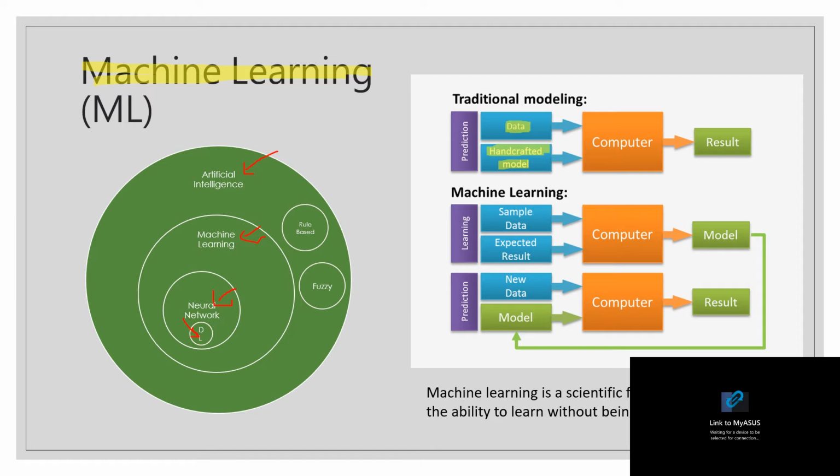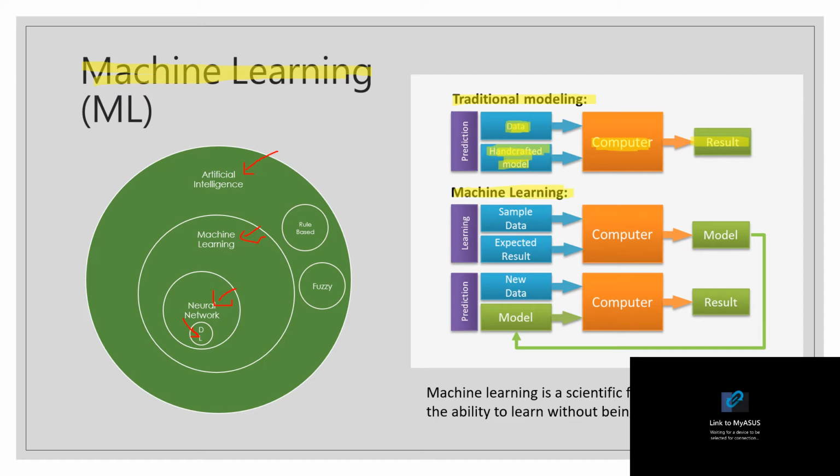So you cook some if-then-else model. We put both our if-then-else models and the data into the computer, and we get the result. So this is called the traditional modeling, the traditional approach. The machine learning approach is quite different.